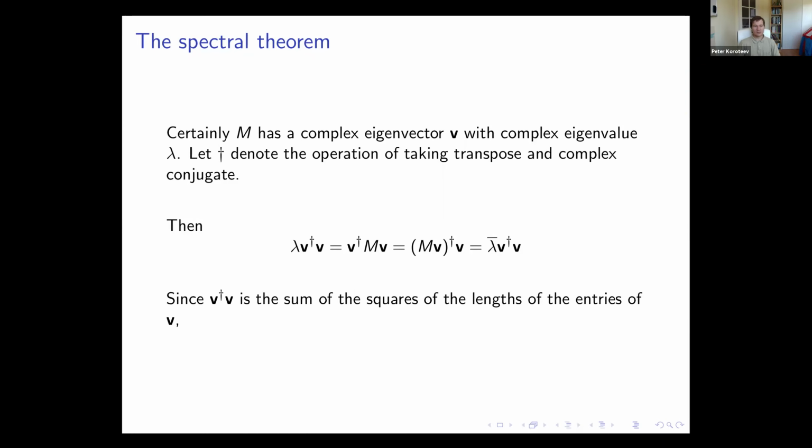Now, V dagger V is the sum of squares of lengths of entries of V, because V dagger is just a vector formed by the complex conjugate components of V. It is positive and non-zero, and therefore lambda equals lambda conjugate, so it is a real number. So it says here that this is equal to that. Therefore, from here it follows that lambda is equal to lambda bar because V dagger V is non-zero.